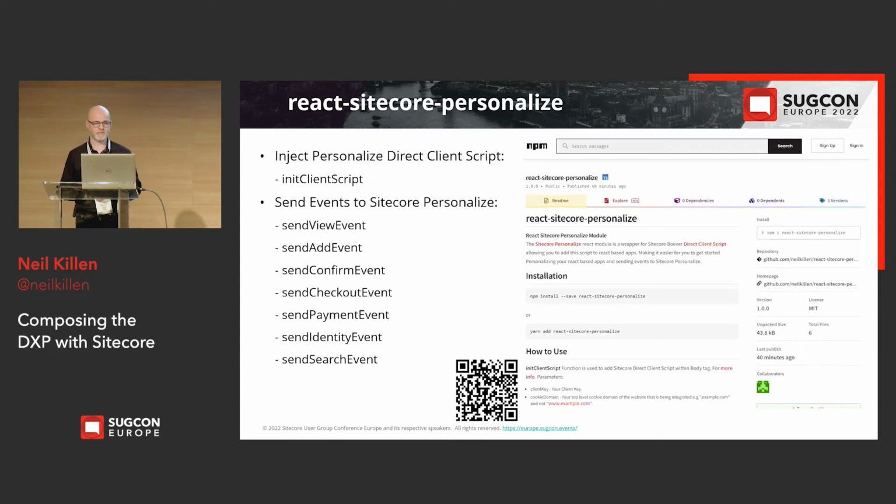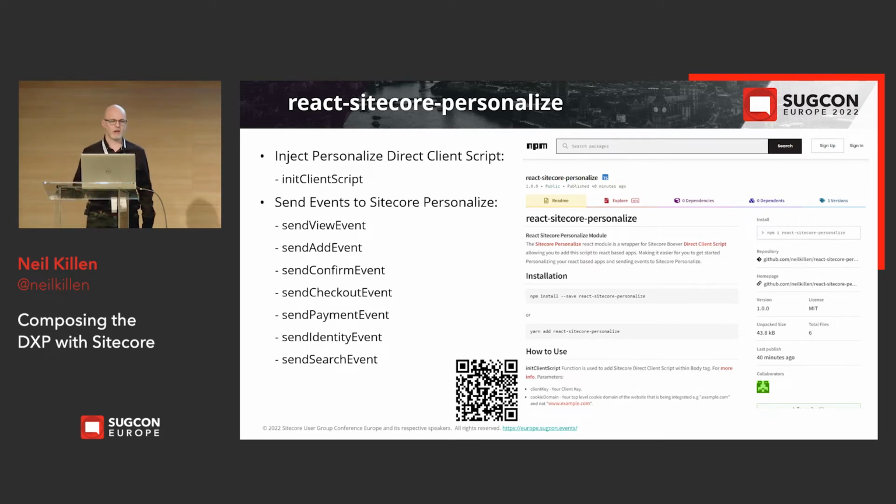And check that out. What the React Sitecore Personalize module does is inject the Personalize direct client script with a simple command, and you pass in your API client key and a few other parameters that are documented. Then this allows you to send events to Sitecore Personalize.